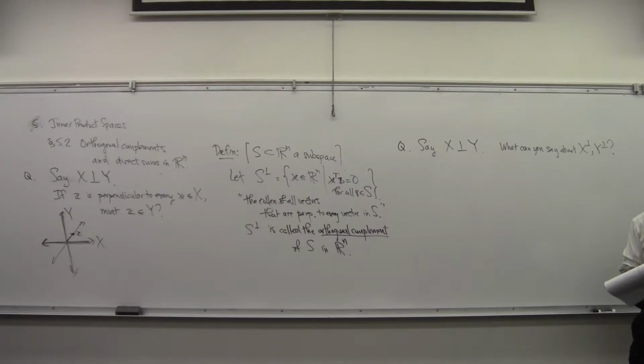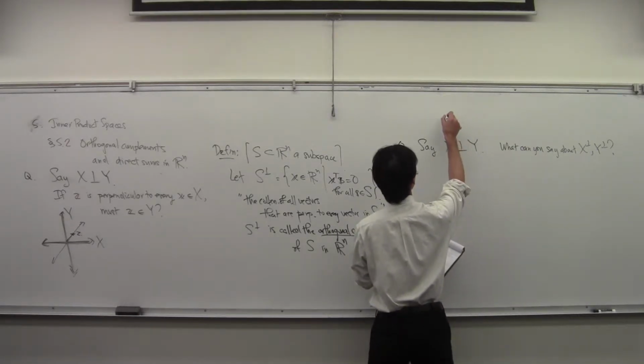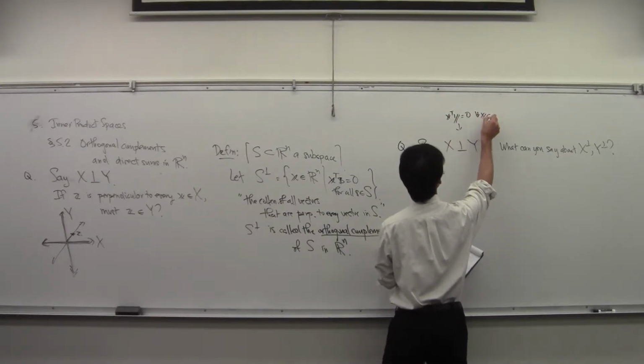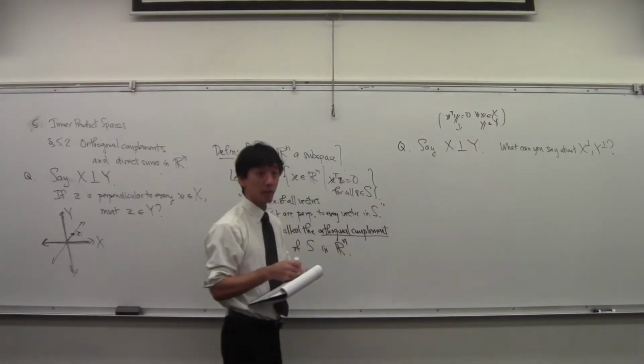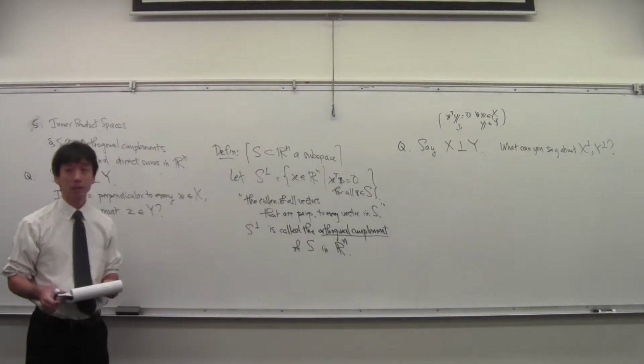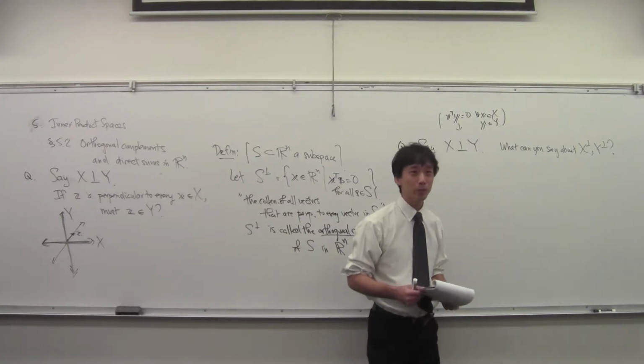Hold on, Lizzie. So just because you came in late, this means that the dot product of x and y is 0 for all x in x, all y in y. Okay. So suppose you know that. What can you say about x perp and y perp?